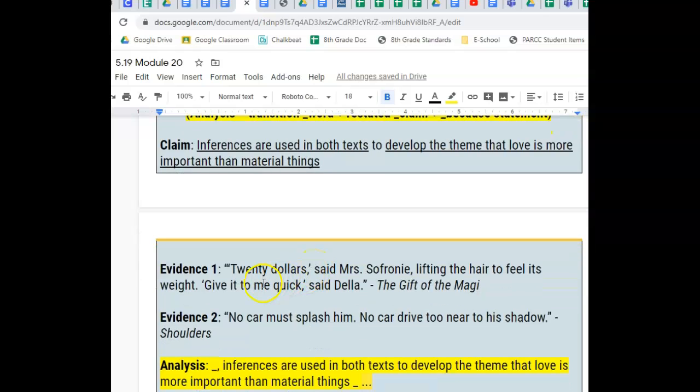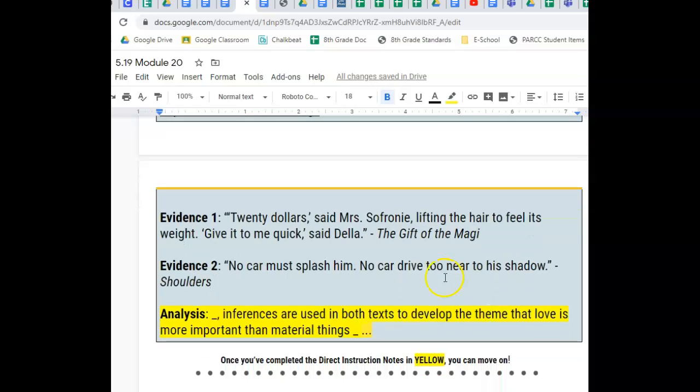Second, we have evidence from the poem "Shoulders." No car must splash him. No car drive too near to his shadow. All right, so with these two pieces of evidence, I have not talked anything about explanation, but we are just focusing here on the bottom, what it would look like to write your analysis, where we bring it all together in the last sentence of your written response.